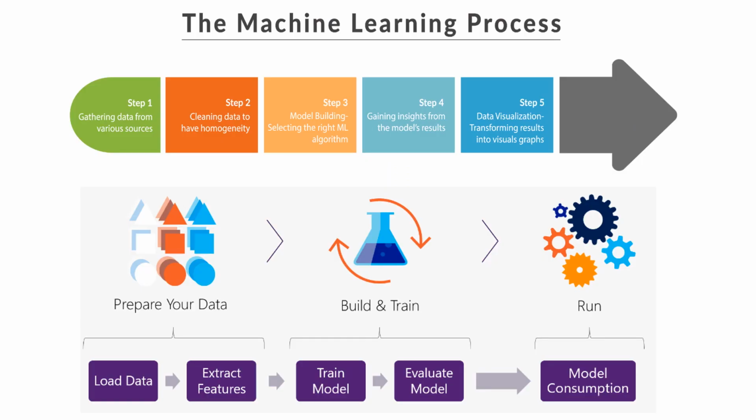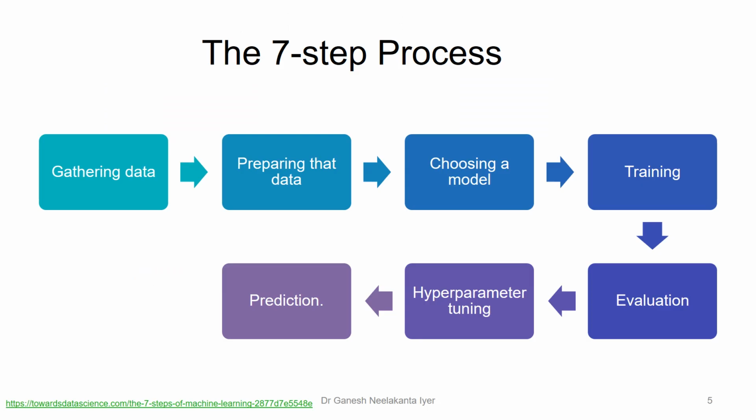Roughly, machine learning involves these 5 steps: gathering data from sources, cleaning data to have homogeneity, model building, selecting the right machine learning algorithm, gaining insights from the model's results, and data visualization, transforming results into visual graphs. So let me now expand this into a 7-step process, which essentially expands the algorithm, choosing algorithm, and running the test, training, and then tuning certain elements of that part.